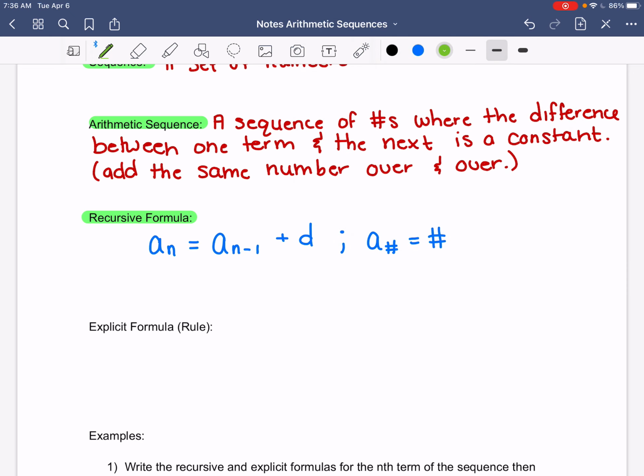So what those little pieces mean is this a sub n just means the nth term. So hypothetically speaking, if you were trying to find the 10th term, then it would say a sub 10. If you were trying to find the fourth term, it would say a sub 4. That's the notation we use for it. A sub n minus 1, so if this number was 10, if you subtract 1 from that, you're at 9. So this is just the term before the nth term.